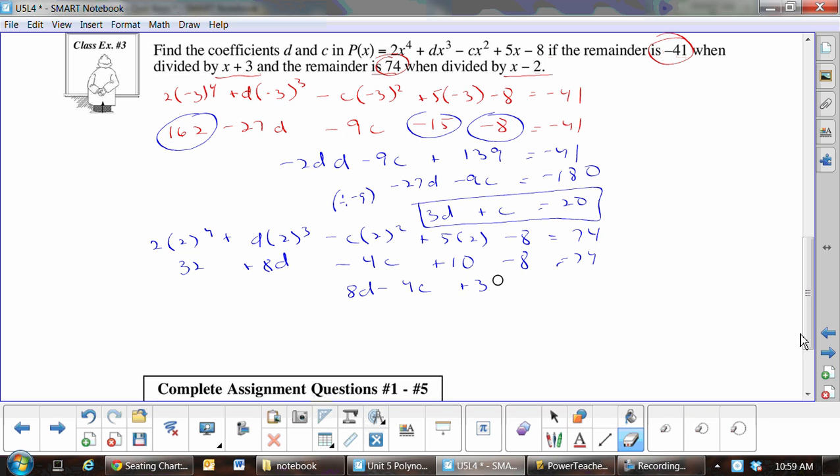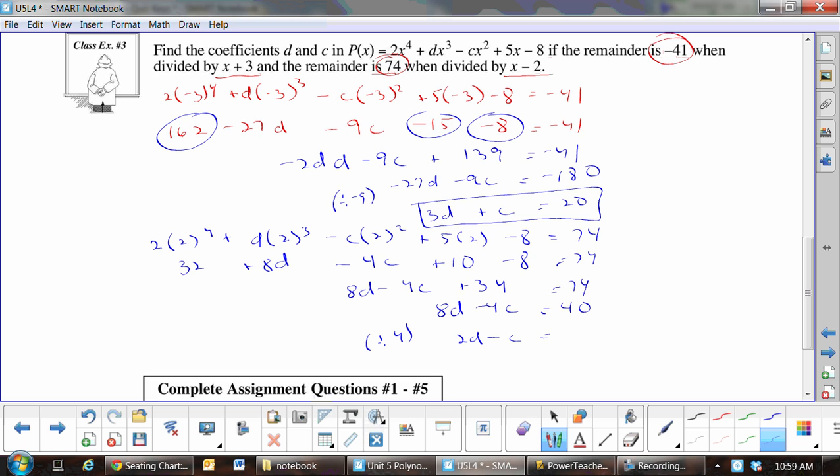34 equals 74. Okay, minus 34 to each side, and I will get 8d minus 4c equals 40. Again, you may not see this step, but it's not going to kill you if you forgot it. I can divide everybody by 4, so that is 2d minus c equals 10.